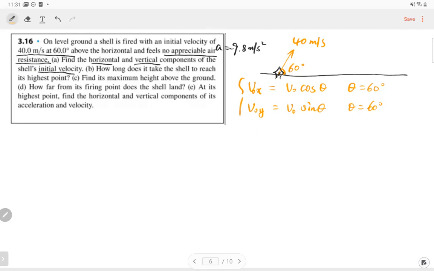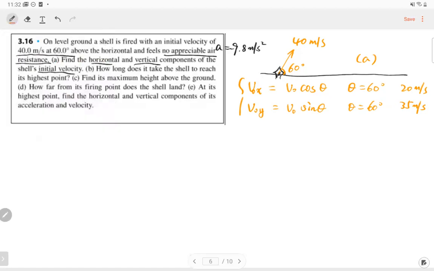The x component is 34 meter per second, and the y component is, let me see, hold on. Wrong. So in the horizontal direction, that's 20 meter per second, and the vertical component is 35 meter per second. Okay, so this is part A. Let's say part B: how long does it take the shell to reach its highest point?